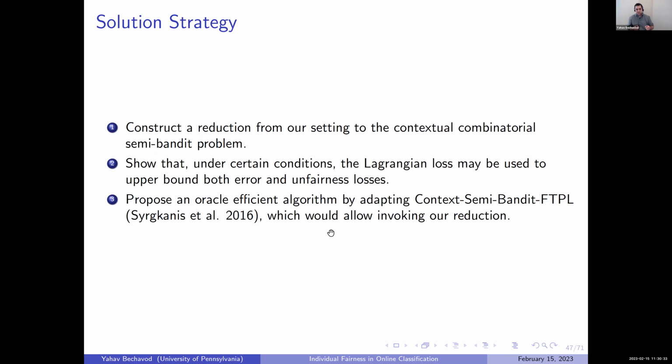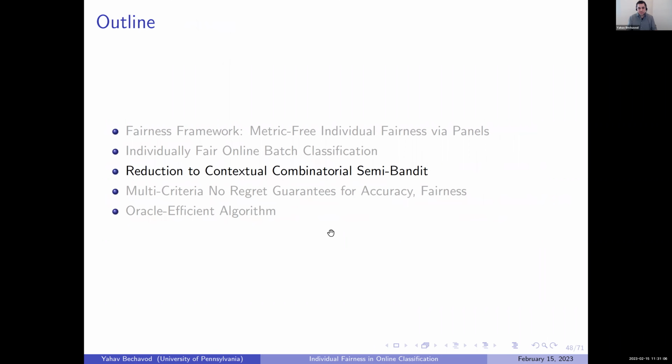And this will be helpful because we will play no regret versus the Lagrangian loss. So the plan would be to bound the regret on the Lagrangian loss and then use that to bound each of the two regret terms simultaneously. And if we have time in the end, we'll see how we construct this Oracle efficient algorithm by adapting the work of Vasilis Syrgkanis et al., which will allow us to have these simultaneous guarantees efficiently.